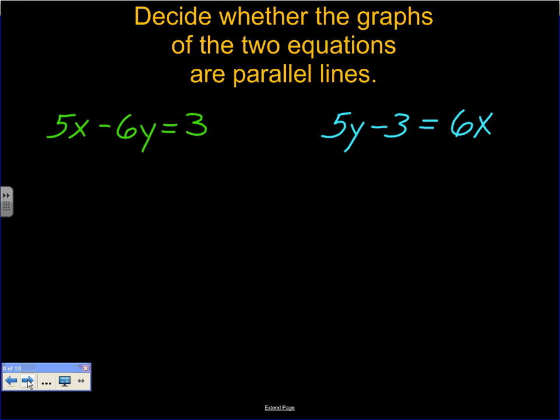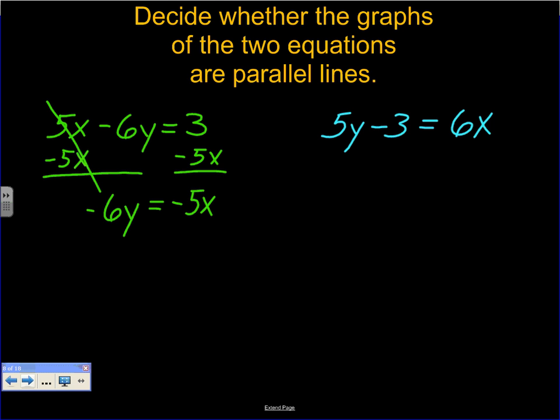Trying to get y by itself here, so we subtract 5x from both sides of the equal sign. We drop down, it's a negative 6y, so we're going to drop down negative 6y is equal to negative 5x. The 3 is positive, so we put a plus sign with it. Still trying to get y by itself, we have to divide the left side by negative 6, and we're going to divide everything on the right side by negative 6.